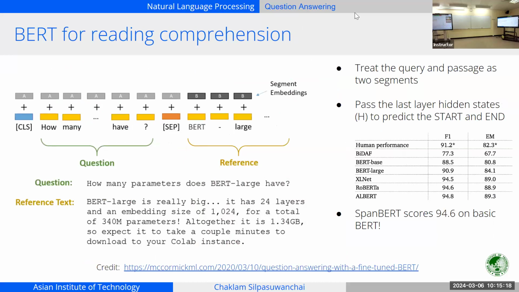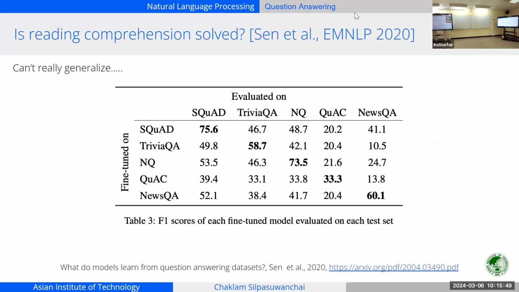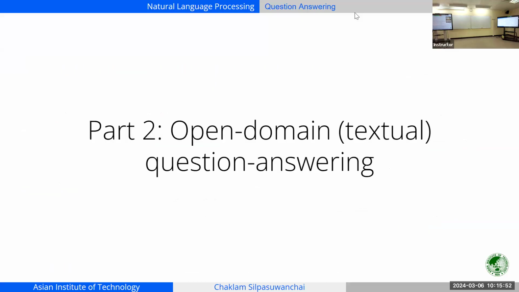But finally, we found out that for reading comprehension, if anyone wants you to do reading comprehension, the first model you should think about is BERT. If you have two passages, how do you do it? Concatenate them with a separator, and then send the embedding to predict the answers. Two linear layers. But this is still the problem that we talked about. Today we will talk about open domain.